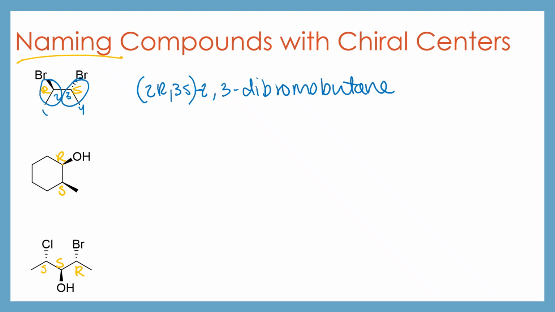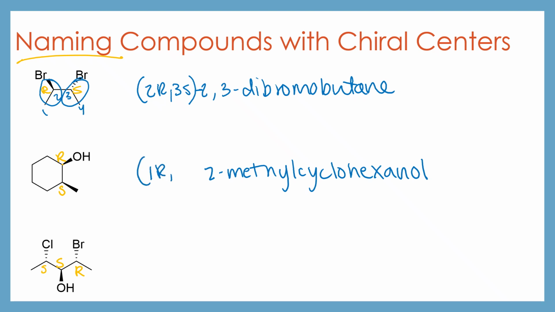Okay, next one. This is a derivative of, well, not a derivative, but it is an isomer of 2-methyl-cyclohexanol. And I'm going to add 1R,2S. You could also call this cis, but remember there could be 2 different cis 2-methyl-cyclohexanols that are actually enantiomers of each other. 1R,2S is how you are specific about which enantiomer it is.